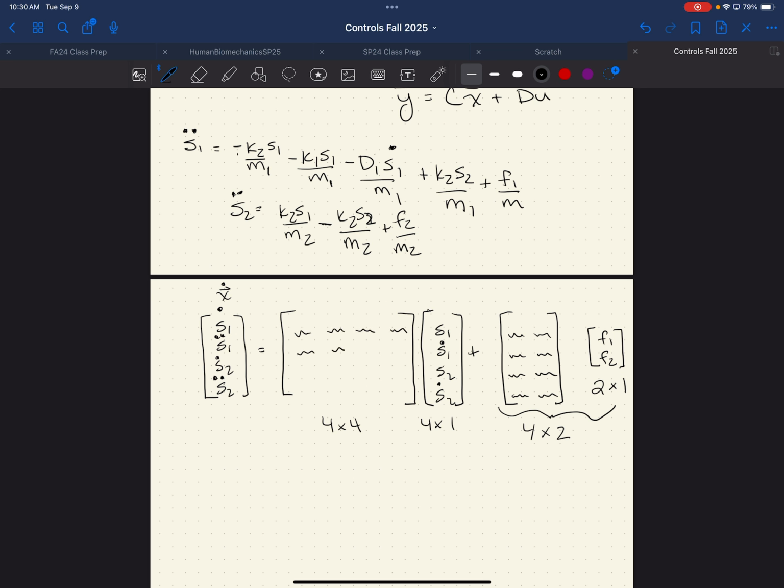All right, take 5 minutes, try to fill in what these matrices are. We'll come back together and do y. Unless you're super speedy, you can go ahead and start on the y equation.